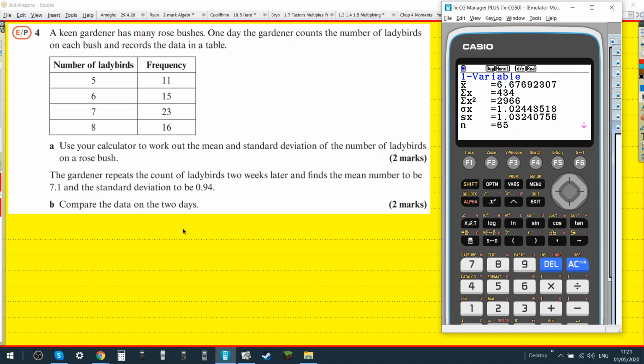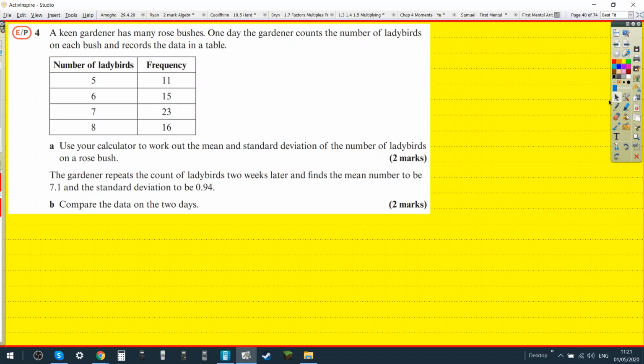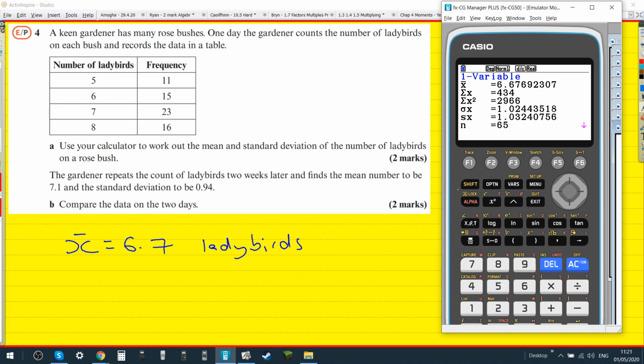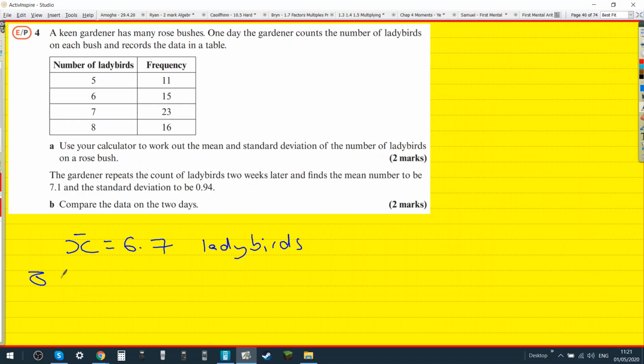Okay, let's say to 1 decimal. No, we'll do 2 decimals. So the mean is 6.7. So x bar is 6.7 ladybirds. And the standard deviation is 1.024. So it goes 1.02. Okay, question B.